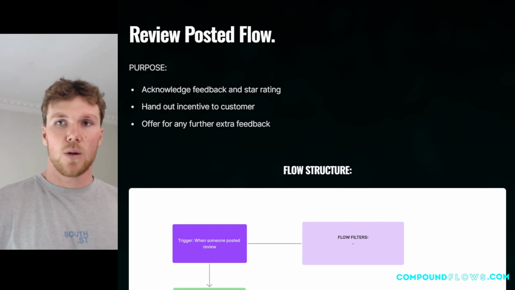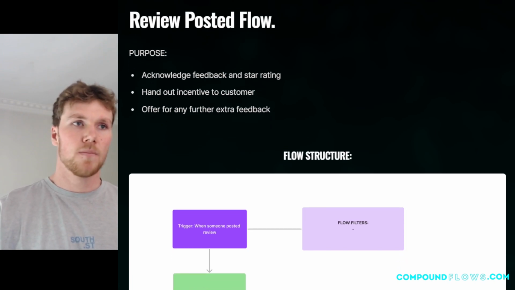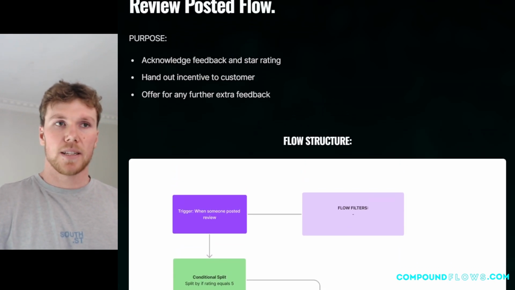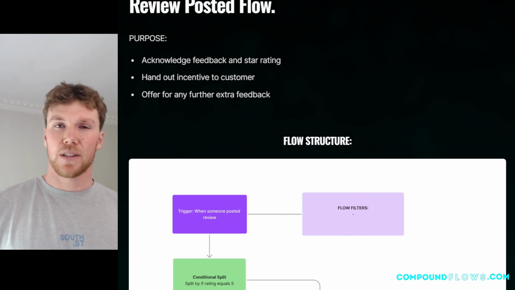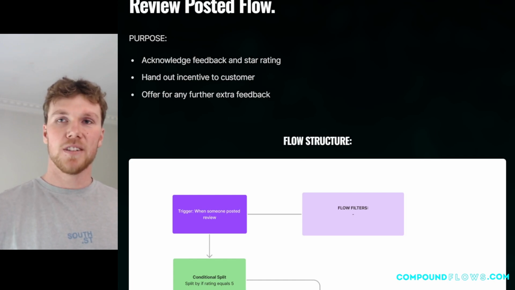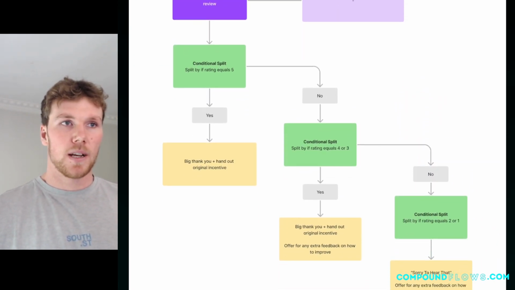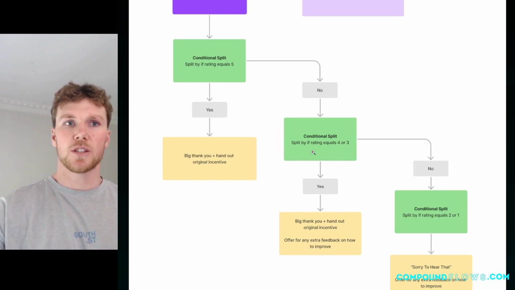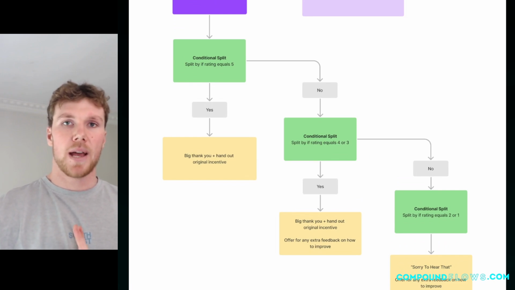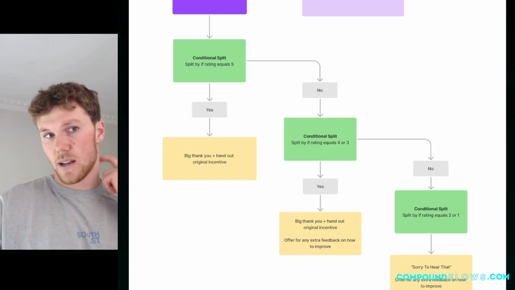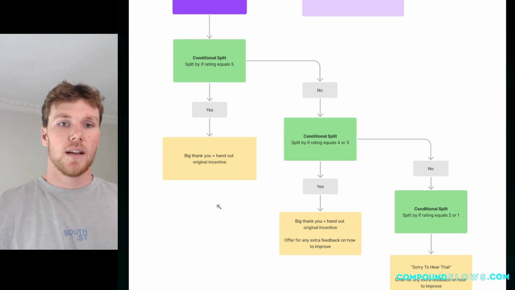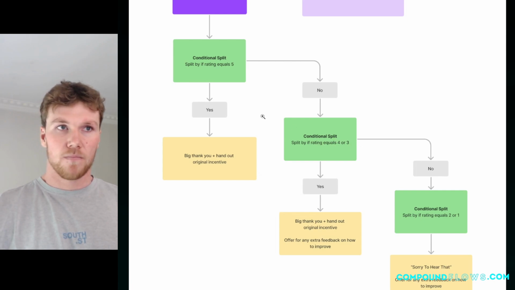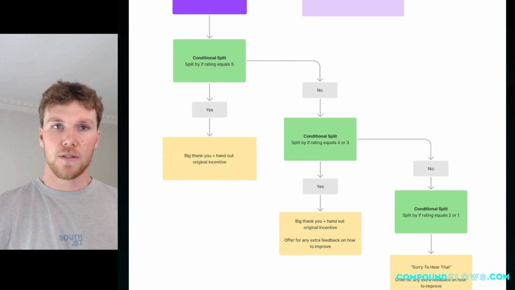We want to acknowledge customers based on their actual star rating and hand out that discount code that we originally offered, and just offer for any extra feedback, especially if they left a really bad review. So this is how you set it up. Again, the conditional splits here may be a bit different depending on what review app you use and if you're integrating this over. But just a simple email, just saying big thanks. Again, depending if they gave a 5-star or a 1 to 2-star review.